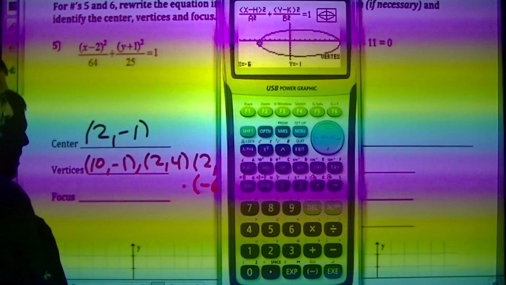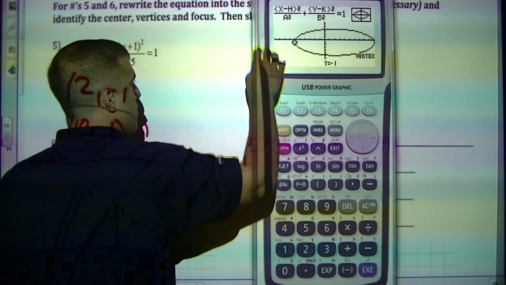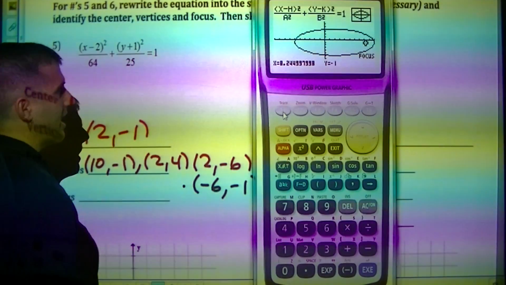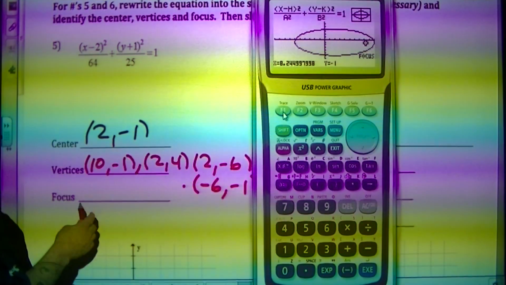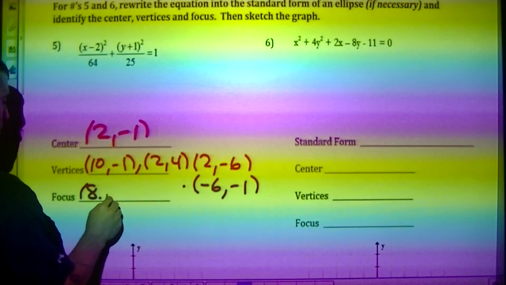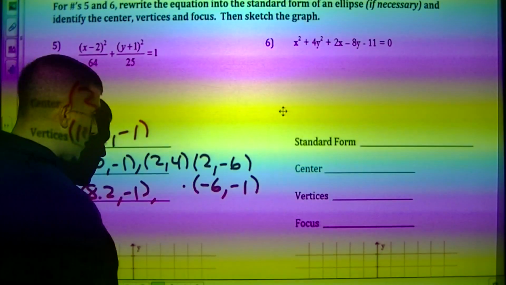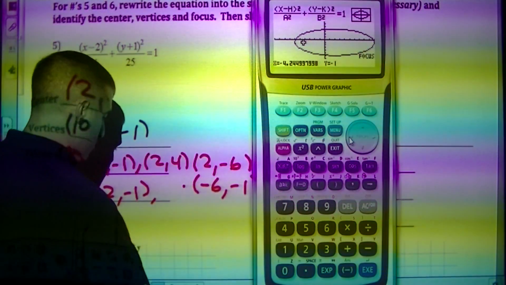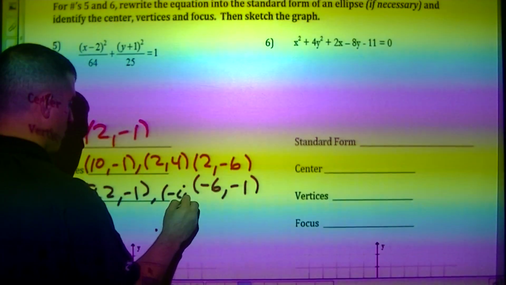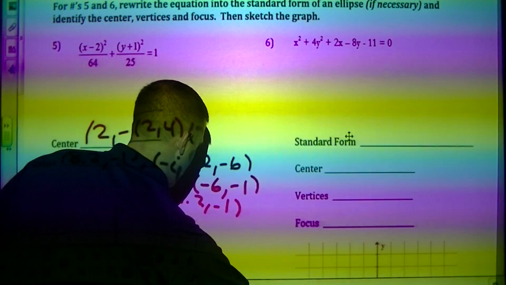Let's go ahead and find the focus, G solve focus. I got 8.2, negative 1. And I also got another one, negative 4.2, negative 1. And that's how you do that one.